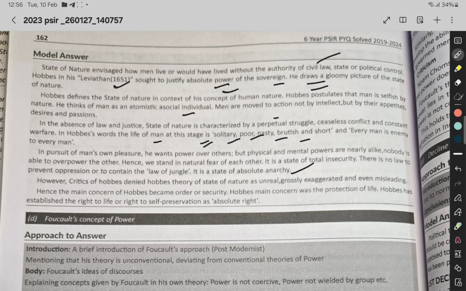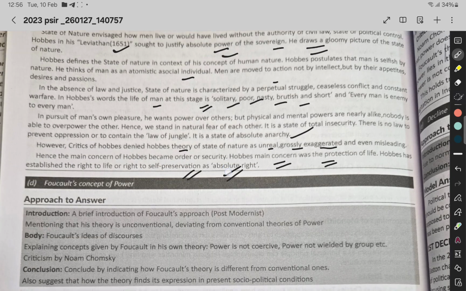However, critics of Hobbes see his theory of a state of nature as unreal, grossly exaggerated, and even misleading. Hence, the main concern of Hobbes became order or security. Hobbes' main concern was the protection of life. Hobbes has established the right to life, or right to self-preservation, as an absolute right.